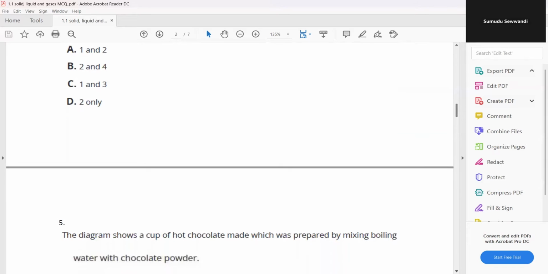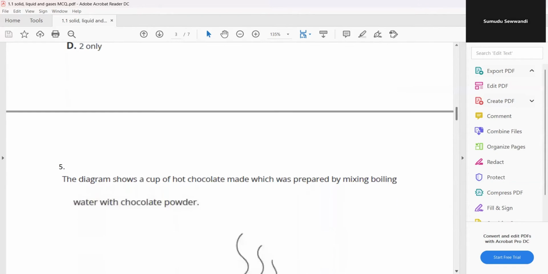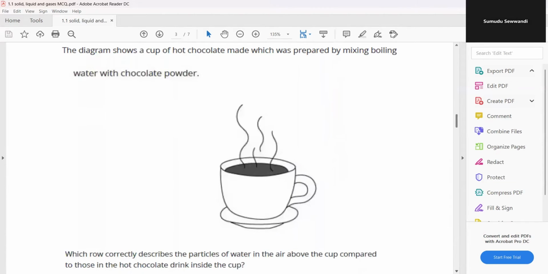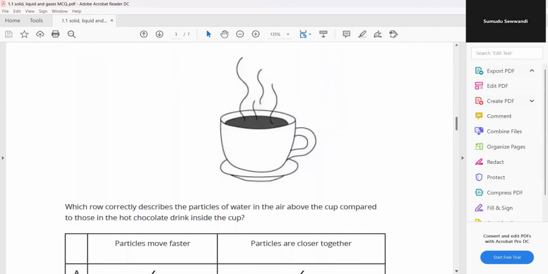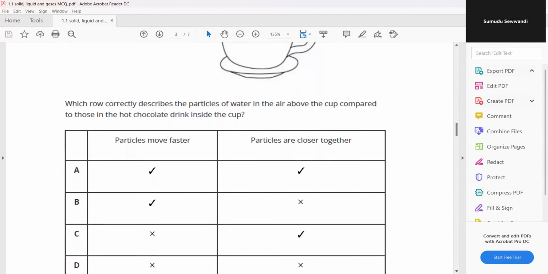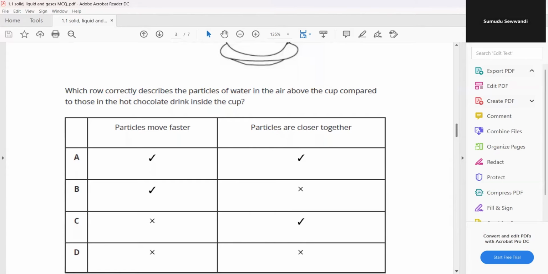Question number 5. The diagram shows a cup of hot chocolate which was prepared by mixing boiling water with chocolate powder. Which row correctly describes the particles of water in the air above the cup compared to those in the hot chocolate drink inside the cup? Let's analyze the situation. Particles move faster. The air above the hot chocolate will be warmer than the general room temperature due to the heat from the drink. Increased temperature means increased kinetic energy. So the particles in the air above the cup will move faster.